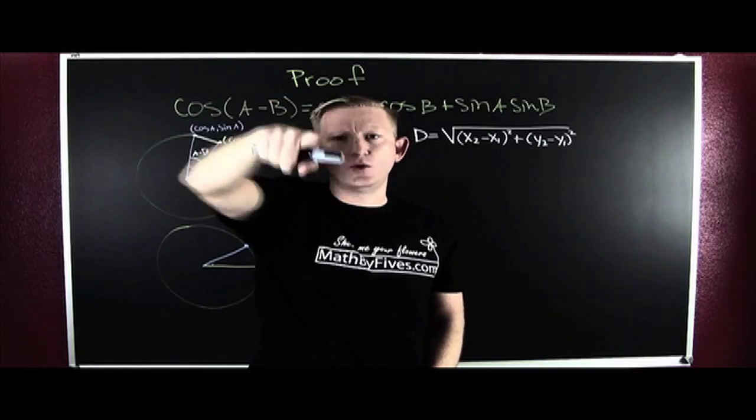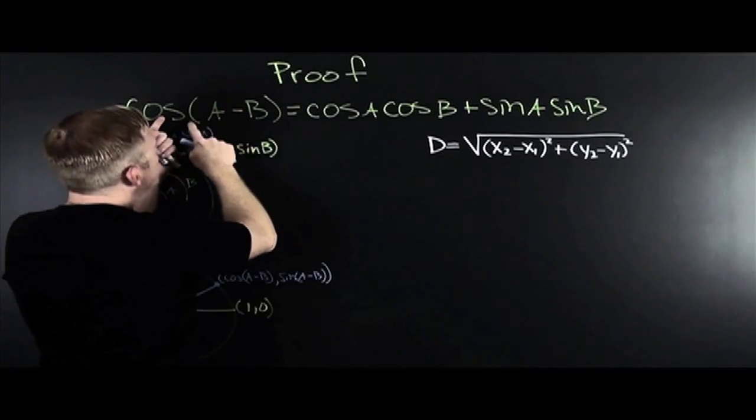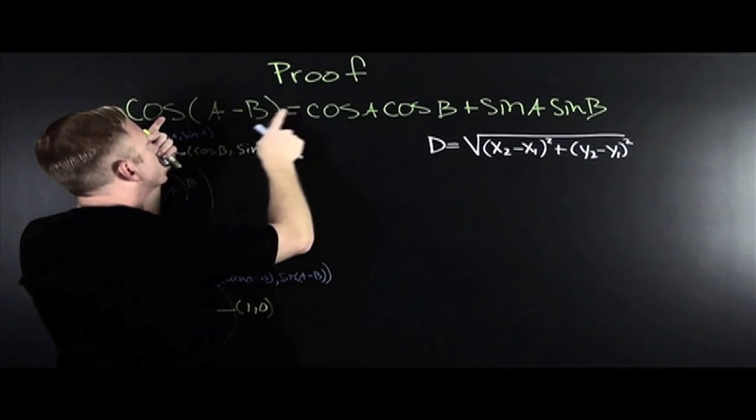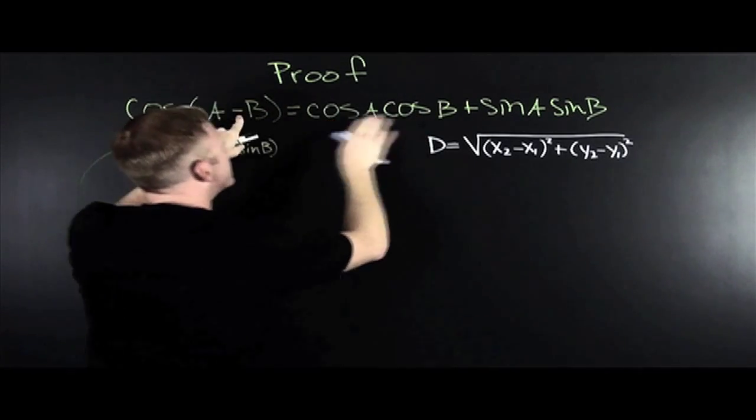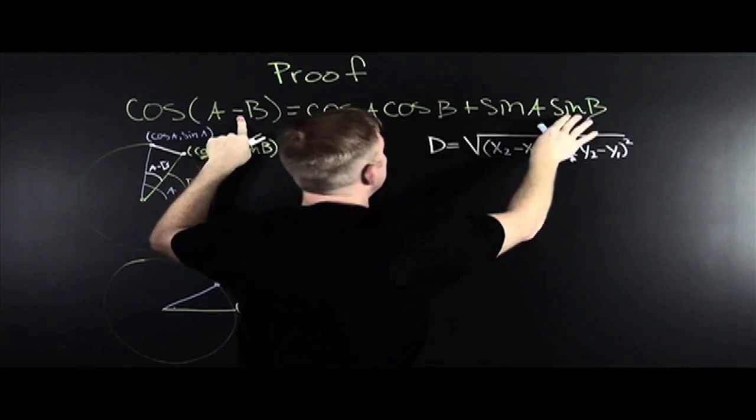This guy. What am I looking at? I'm looking at the cosine of the difference of these 2 angles. What's it going to be? It's the cosine of A, cosine of B. These are the same. The signs are different. The sine of A, the sine of B.